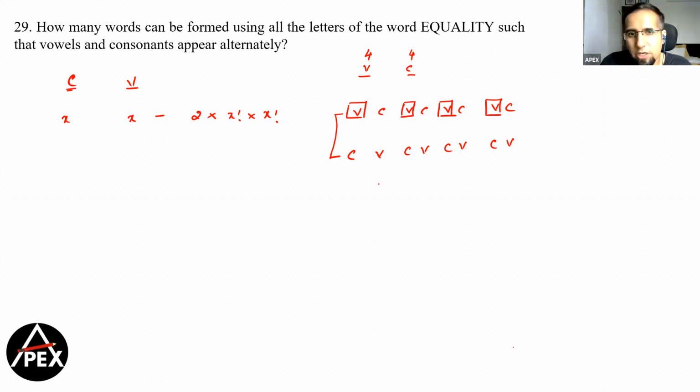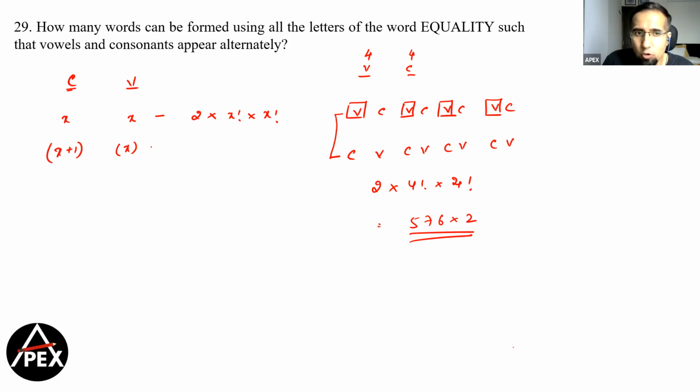So for this question, your answer becomes simple: 2 into 4 factorial into 4 factorial, which means 24 squared is 576, and 576 into 2 becomes your answer. What is the other model? What if one group is one more than the other?